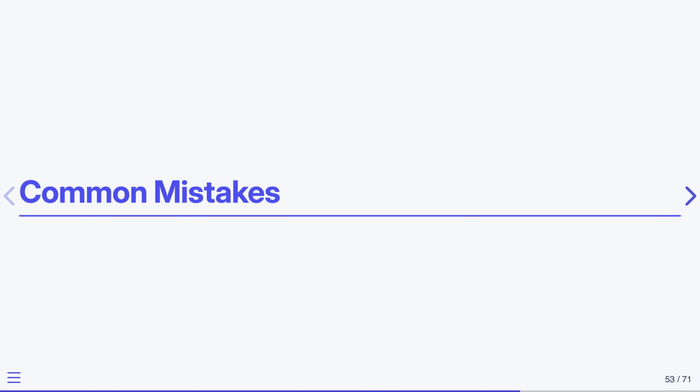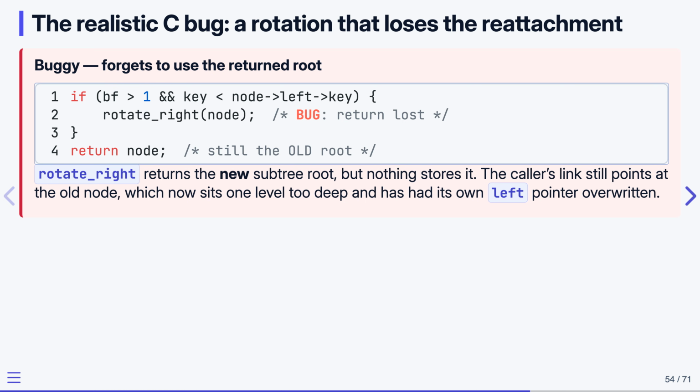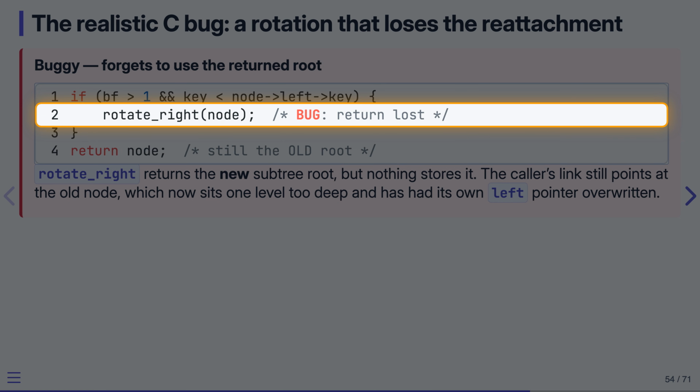Now let's look at the mistakes people actually make when they write this code. This is the single most common bug in an AVL implementation. It hides in how the rotation result is used. On the buggy side, look at this line. We call rotate right on node, but we throw away what it returns.